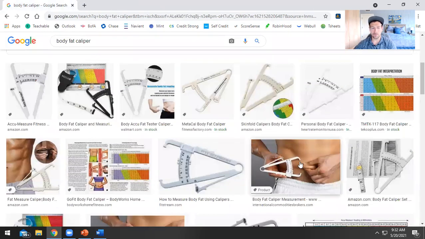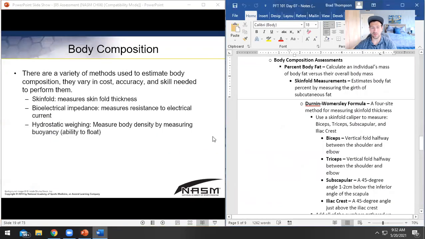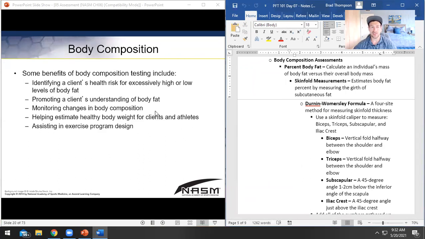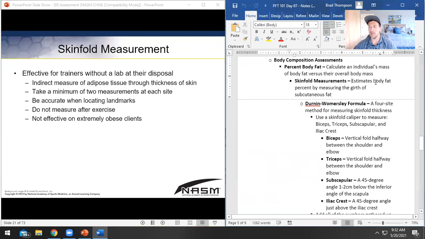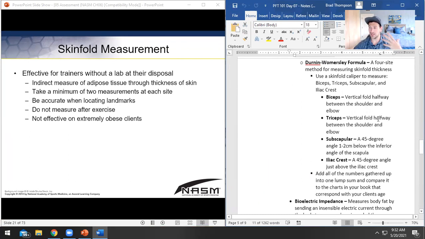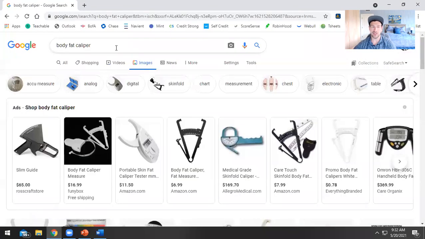NASM is going to recommend that you do what is called the Durnin-Womersley version of body fat testing. This is how we're doing skinfold measurements if you end up doing it this way. Skinfold measurements are basically going to estimate your body fat percentage by measuring the girth of the fat that's underneath your skin. So you need to do this skin pinch, and then you need to pinch that body fat. There's a couple different versions out there.